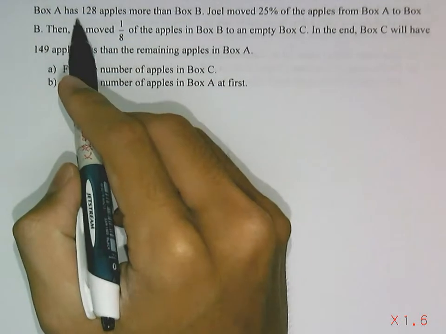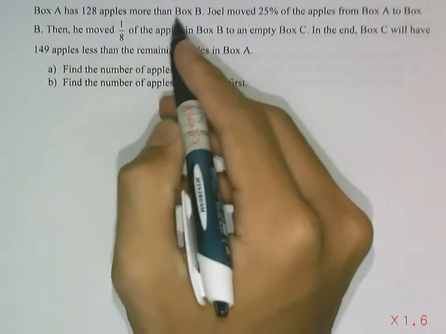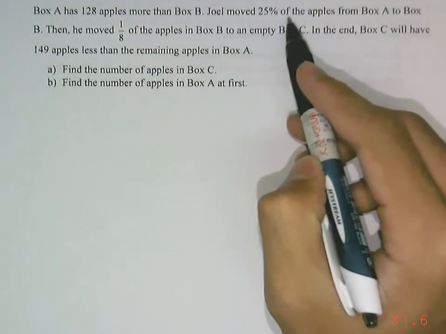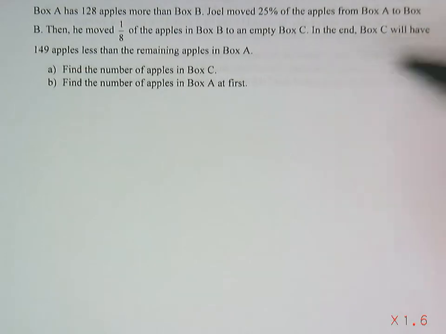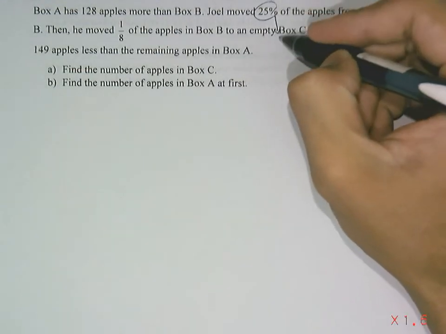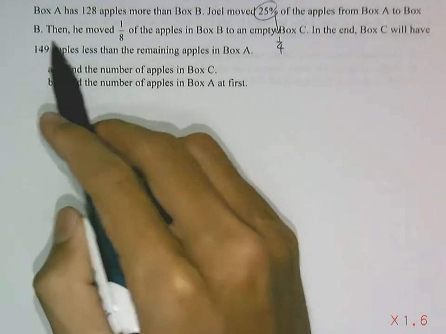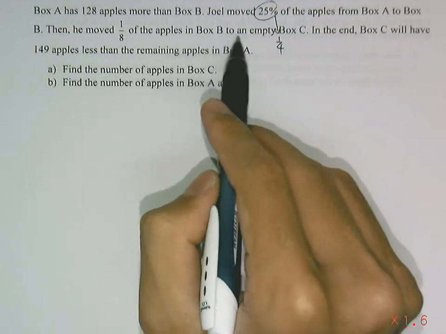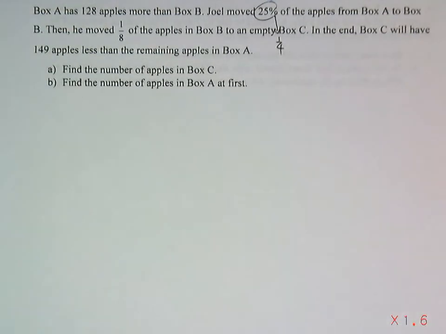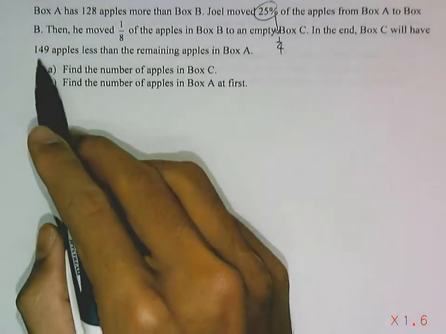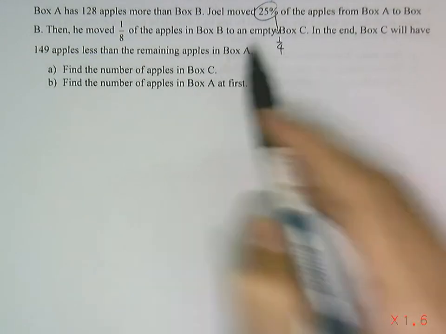So box A has 128 apples more than box B. Joel moved 25% of the apples from box A to box B. So 25%, we know that it's simply 1/4. Then after that, he moved 1/8 of the apples in box B to an empty box C. In the end, box C will have 149 apples less than the remaining apples in box A.